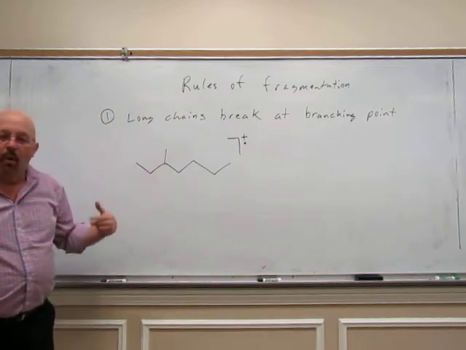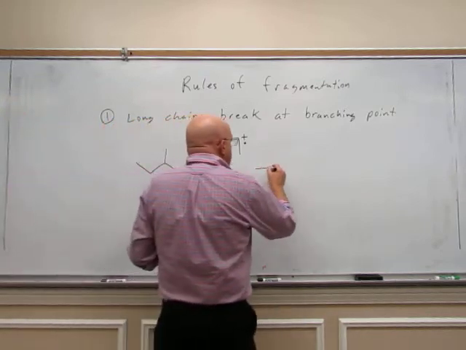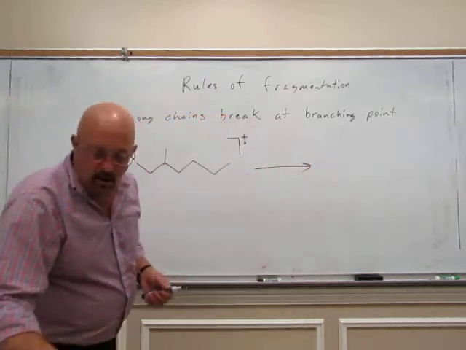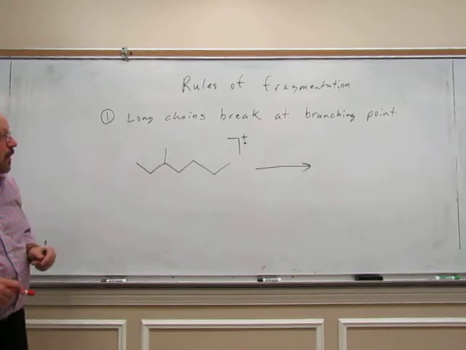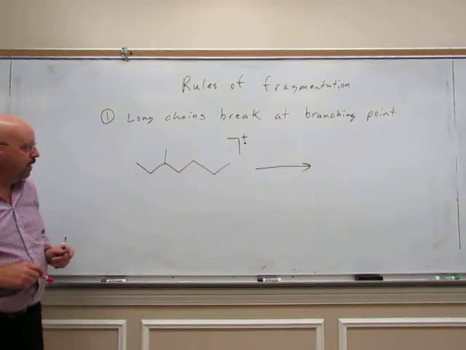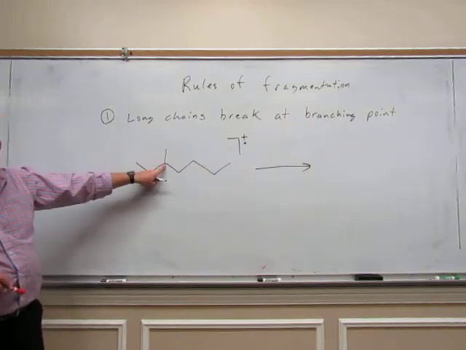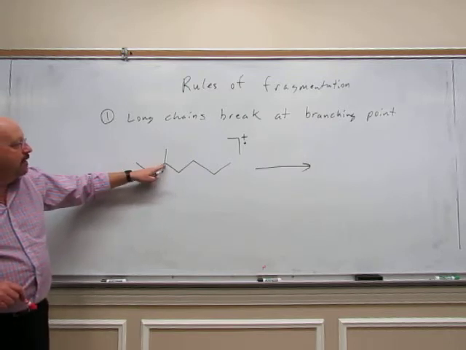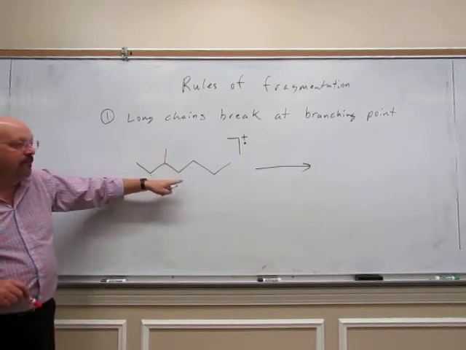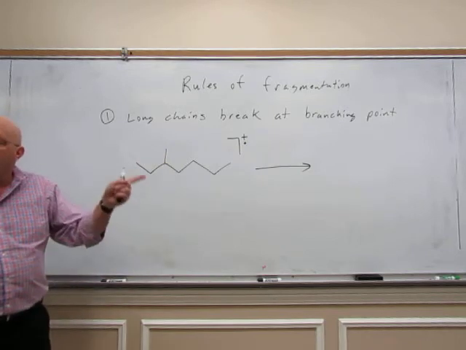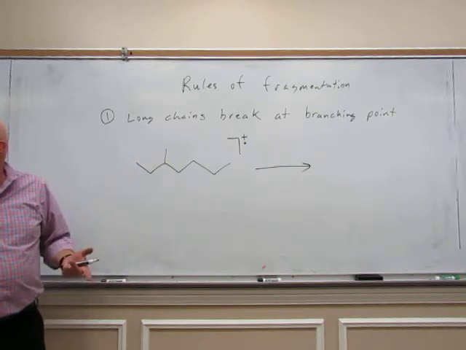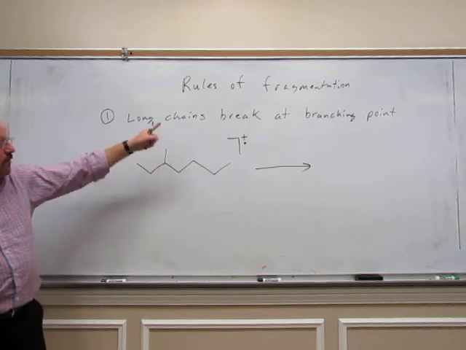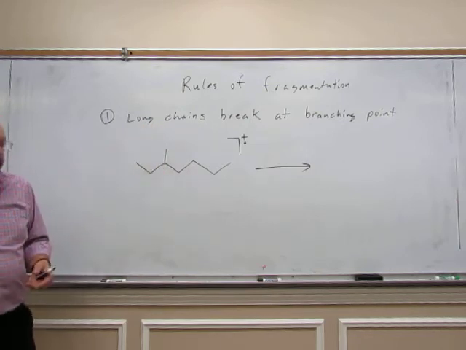Now, this will want to break apart. It will fragment. Now, our rule says we want to break at a branching point. This is a branching point. You're going along the road, and you get to this place, and then there's a fork in the road. And you've got to decide which way to go. That's a branching point. So right there is the branching point. So our rule says you want to break at the branching point.